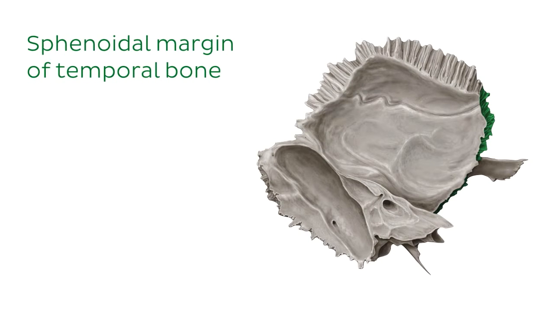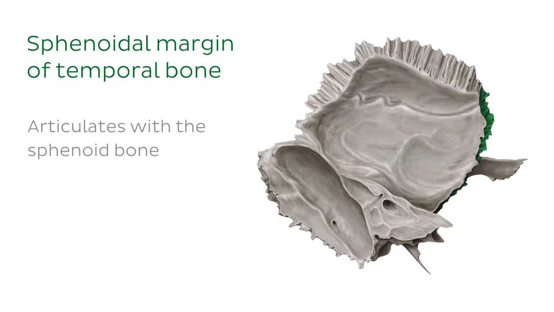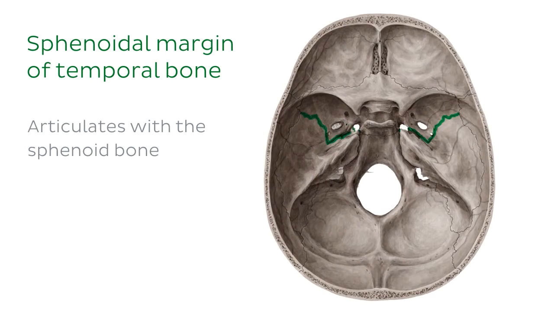If we change our viewpoint to look at the interior surface of the temporal bone, we can see another margin. This margin is known as the sphenoidal margin of the temporal bone. This is where the temporal bone articulates with the sphenoid bone. If we look at the entire skull from the same interior view, we can see the temporal bone here articulating with the sphenoid bone here. Now let's move on to look at the different parts of the temporal bone.